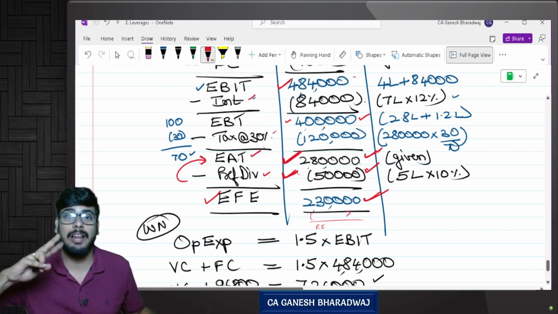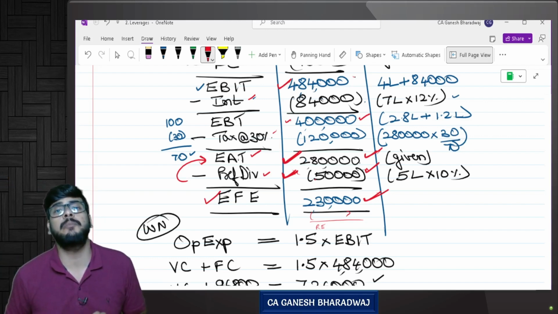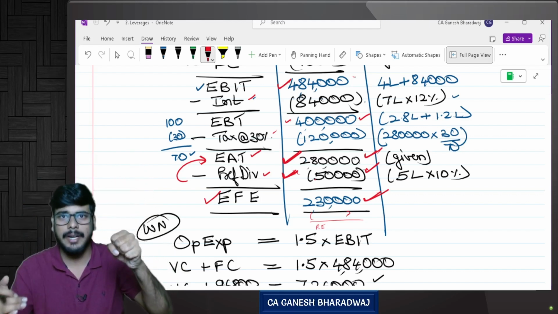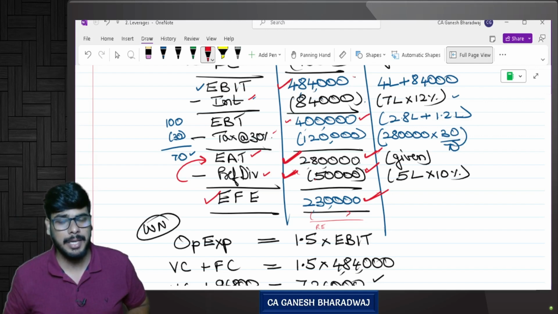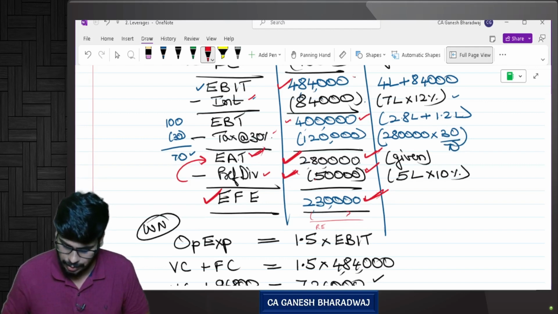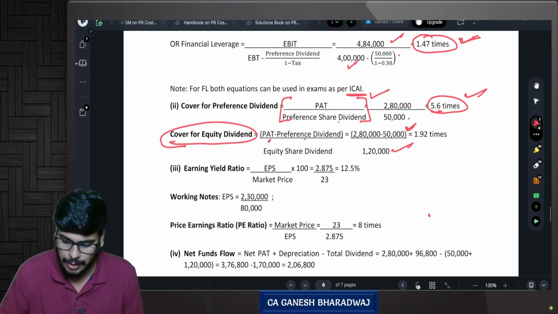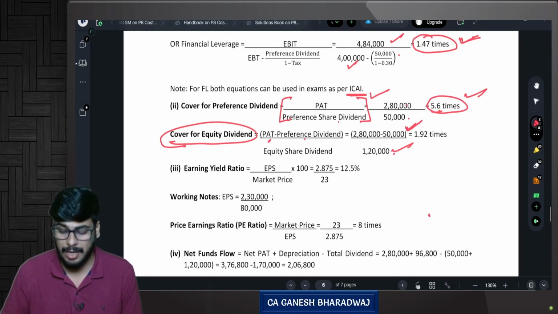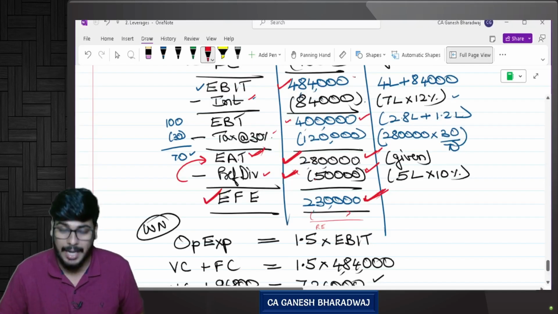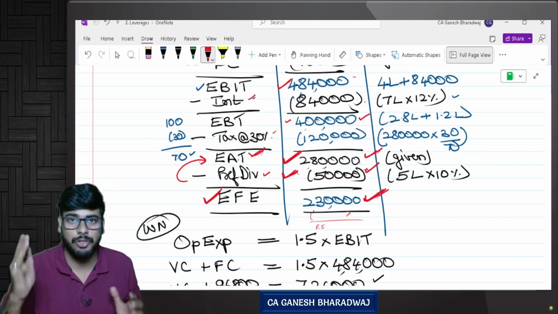So we are trying to calculate the coverage ratio for the equity dividend. What will be the coverage ratio formula? The profit out of which I am paying equity dividend divided by equity dividend. The profit out of which I am paying equity dividend is nothing but earnings for equity, or in other words, earnings after tax minus preference dividend, that is 2,30,000. That is what they have also mentioned here. PAT or EAT minus preference dividend, 2,30,000, divided by 1,20,000, gives 1.92 times. What it means is that the company has earned 1.92 times the amount of dividend that is payable to the equity shareholders.